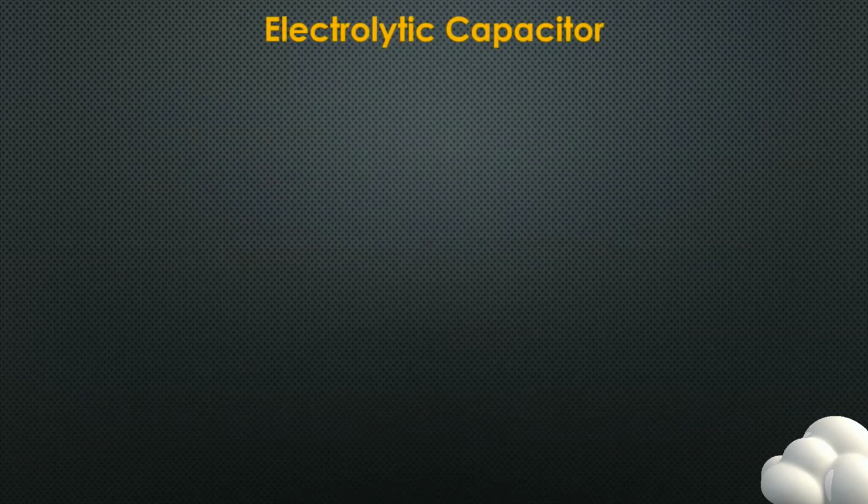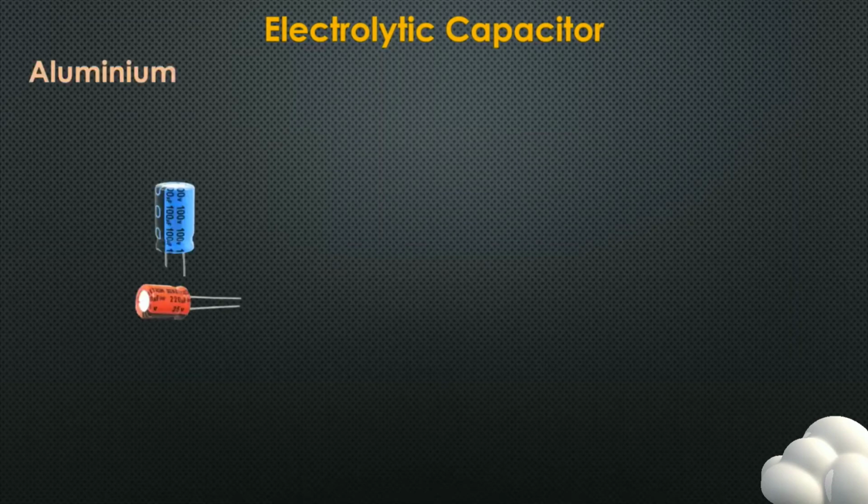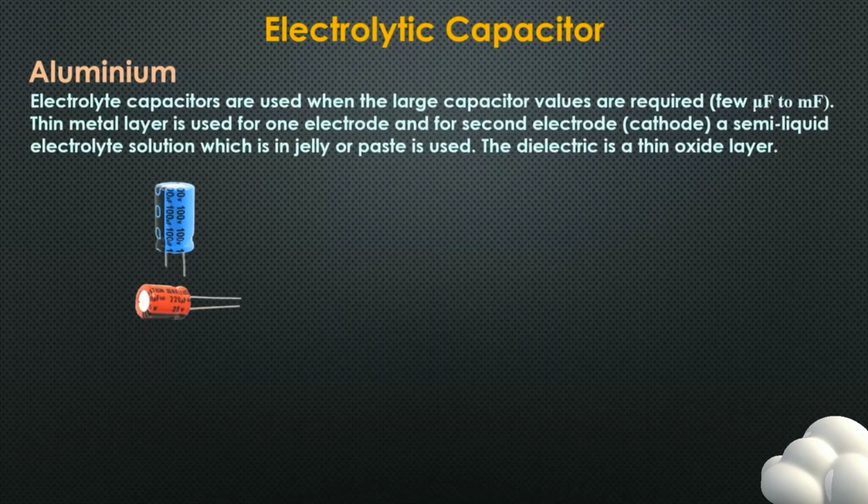They also have a large RF current capability with high operating temperature. Next classification is electrolytic capacitor. The capacitor with polarity. That means there will be a terminal of positive and negative. The figure shows the basic photo of the electrolytic capacitor. The first one is aluminum. Electrolytic capacitors are used when large capacitor values are required, from microfarad to millifarad.